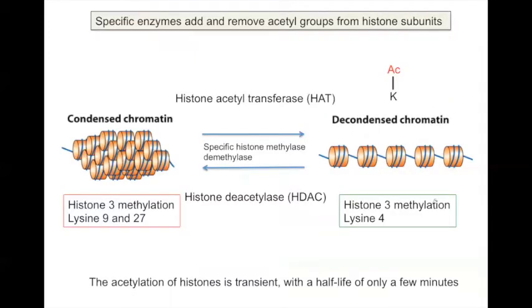So in other words, specific enzymes add and remove acetyl groups from histone subunits, histone deacetylases and histone acetyltransferases. This occurs with changes in specific patterns of histone methylation associated with gene activation and repression.